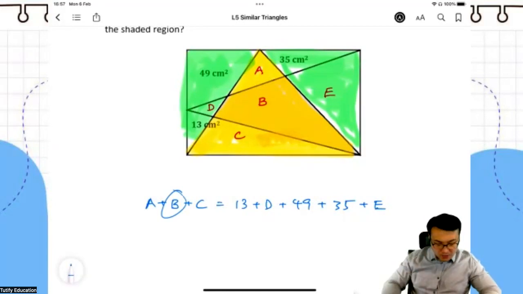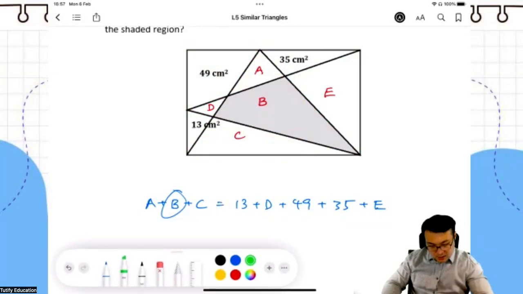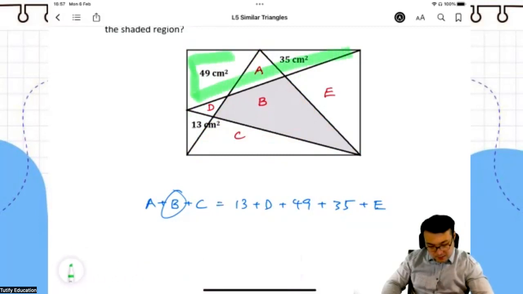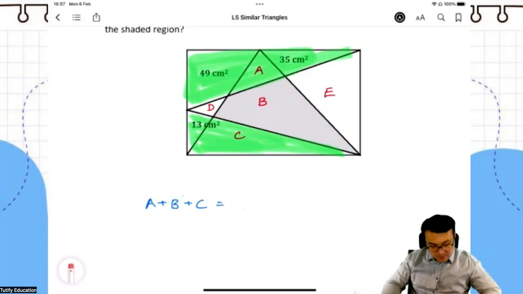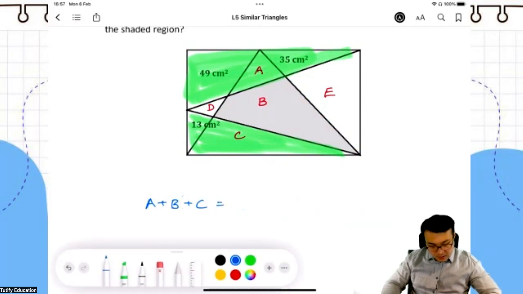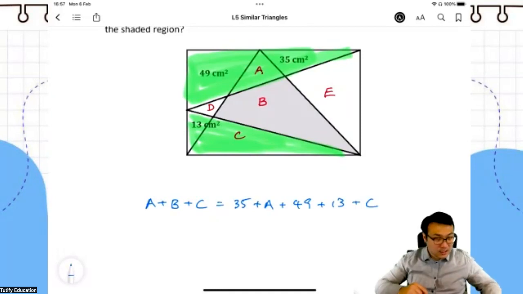So why not like that? Let us not use the green color part. Let's use another part. Why not we use this green color part like that? Do you agree that this green color part is half of the rectangle also? Yeah. Okay. So instead of writing that, let me write down 35 plus A, 49, 13, C. Now, does it help you? Yeah. And then A plus B plus C is equal to 35.